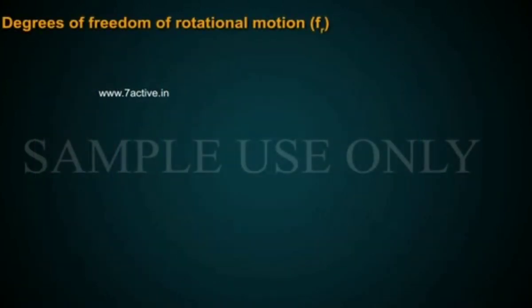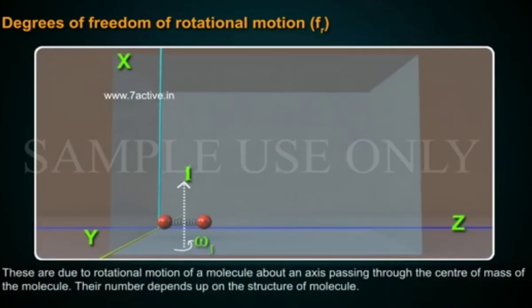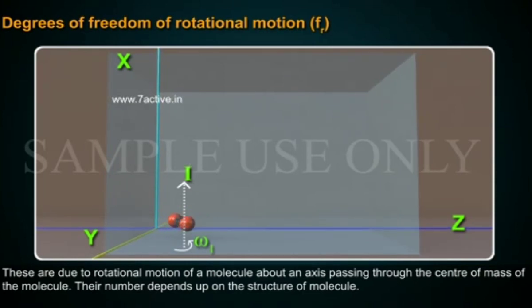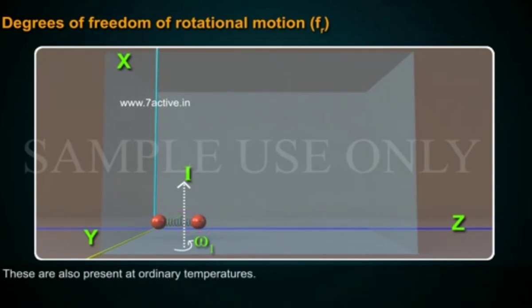Degrees of freedom of rotational motion, Fr. These are due to rotational motion of a molecule about an axis passing through the center of mass of the molecule. Their number depends upon the structure of molecule. These are also present at ordinary temperatures.